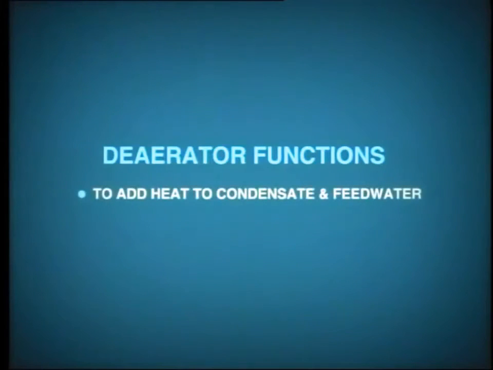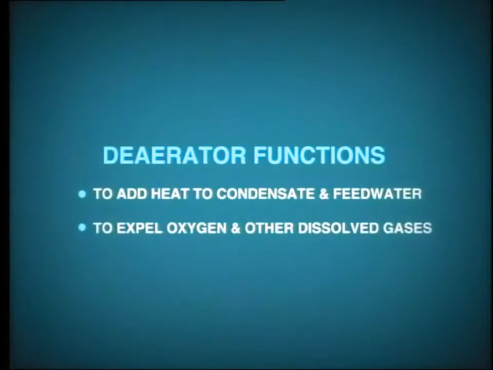is the de-aerator. The de-aerator actually has two functions: to add heat to the condensate and feed water to improve cycle efficiency, and to expel oxygen and other dissolved gases from the boiler feed water. The presence of dissolved oxygen in feed water is a prime cause of corrosion in boiler tubes. Removal of as much dissolved oxygen as possible is essential.